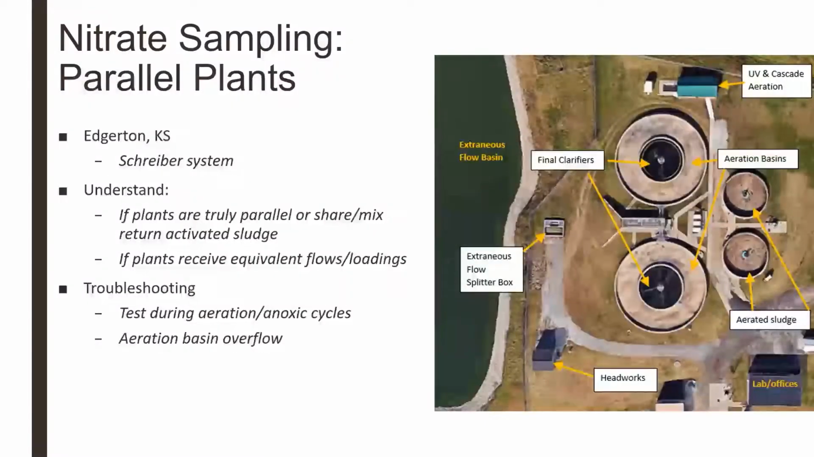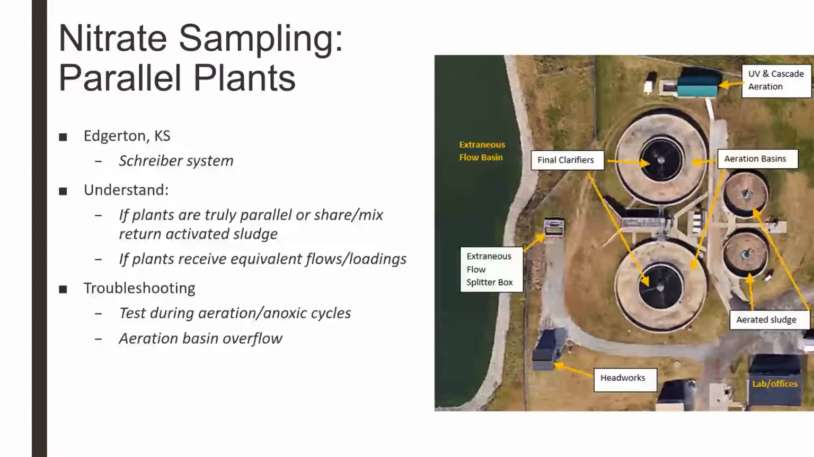Now, there's many plants that operate parallel plants. This one is in Edgerton, Kansas. It is a Schreiber system. When you're looking at nitrate levels in parallel plants, first you need to identify for yourself how parallel the plants are. Some systems are set up and they share a return activated sludge line. So the plants are not truly independent.